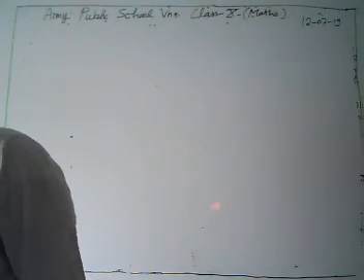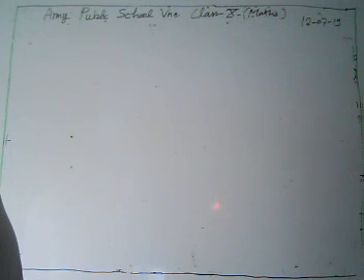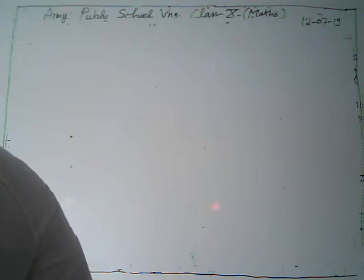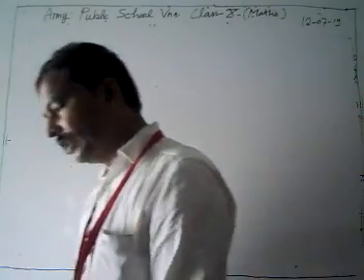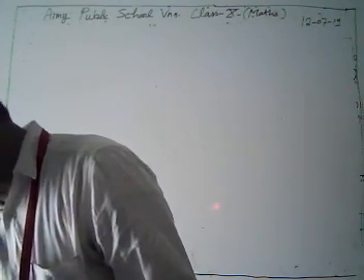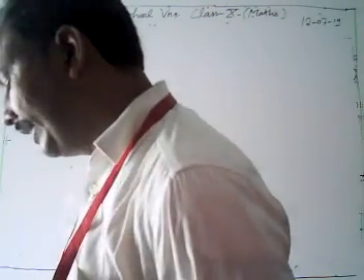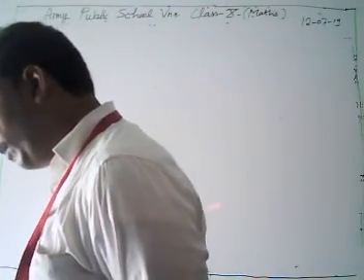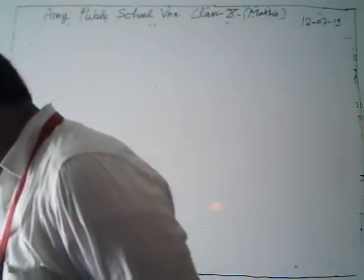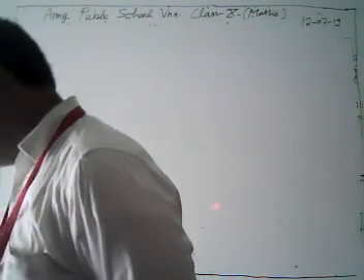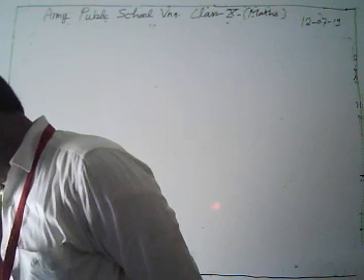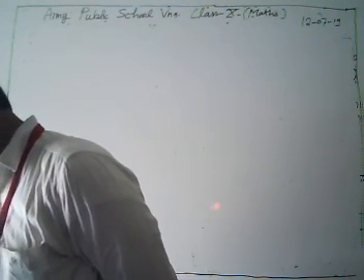Now we move to our next problem. Look, what is given? A solid is in the form of a right circular cylinder with hemispherical ends. The total height of the solid is 58 cm and the diameter of the cylinder is 28 cm. Find the total surface area of the solid.